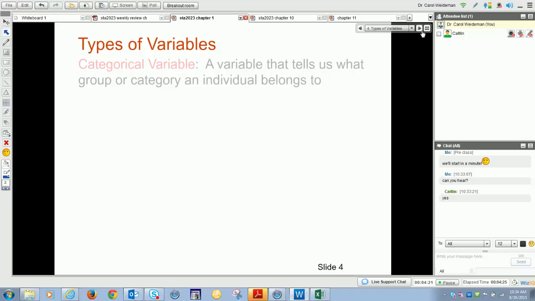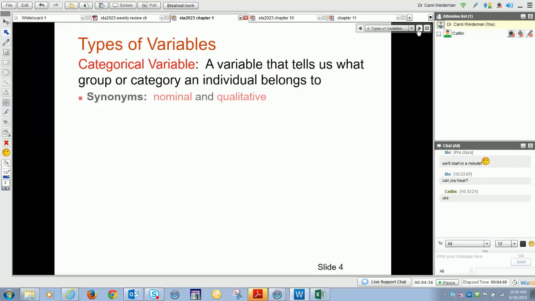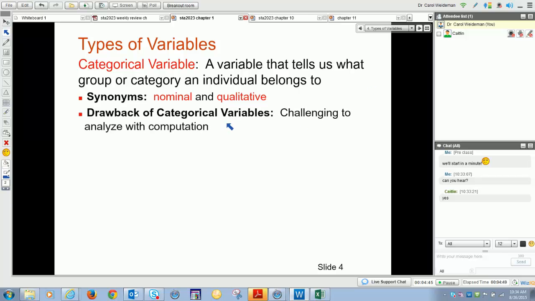And this chapter also introduced the types of variables that you're going to learn about in this course. The categorical variables are variables that tell us the group or the category an individual belongs to. Things like gender, race, ethnicity, political affiliation, those are all categorical. Some other words you might hear for categorical variables are nominal or qualitative. The drawback is that there's not a lot of computation that we can do with these, but we can use them to divide data into subsets. We'll learn more about that as we go through the course.